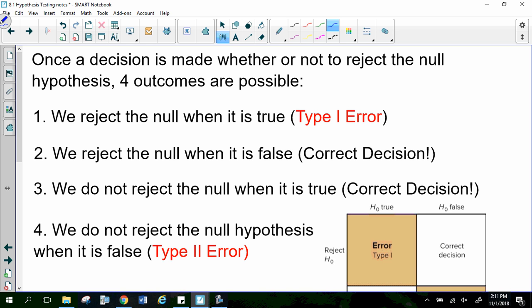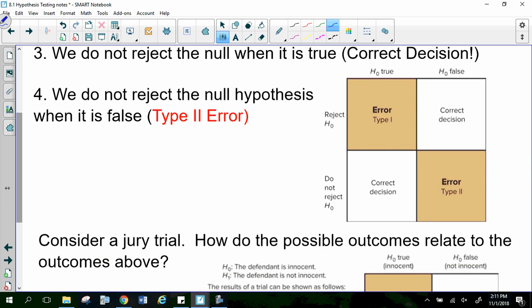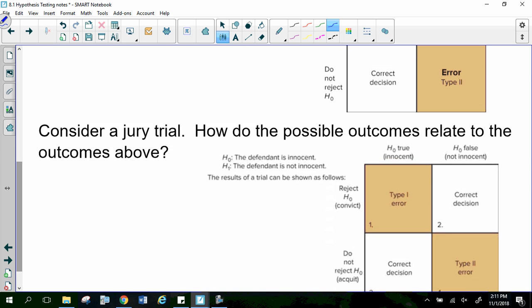Okay? So what is number 4? This is false, but we didn't reject it. We do not reject the null when it is false. So we said they're innocent, but they were actually guilty. So those are your 2 types of errors. That might help you when thinking about the error. That's just a table version of that, and we already talked about that one.